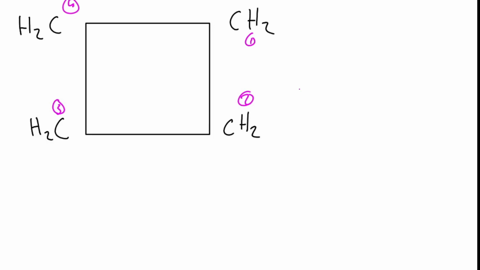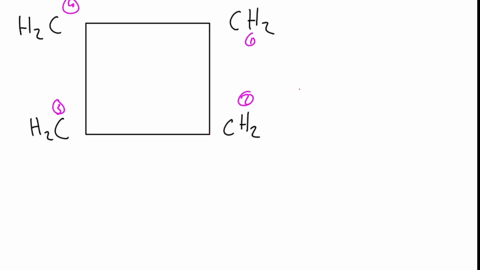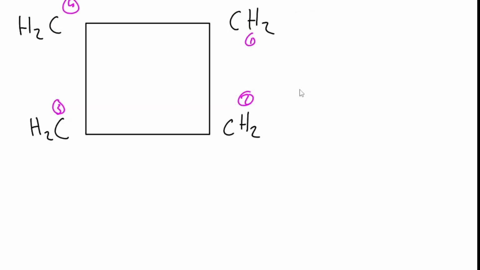So how can I name this? Firstly, let's find out our parent over here. Since there are no substituents, if they had something sticking out like that, there would be a substituent, but there's no substituent in this case. So what would our parent be? If I have 4, it would be but-, so we have 1, 2, 3, 4. And remember it's an alkane, so it would be butane. Okay, I found my parent.